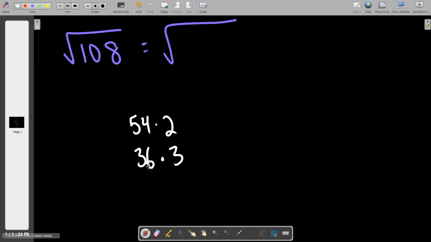Try dividing the really big numbers by little baby numbers like 2 and 3 and 5. And often what you'll find is the answer is what you were looking for in the first place. So if that makes any sense, it's a really cool trick for bigger numbers. So yes, on this one, I would break it into 36 times 3. And yes, it is definitely 6 root 3.